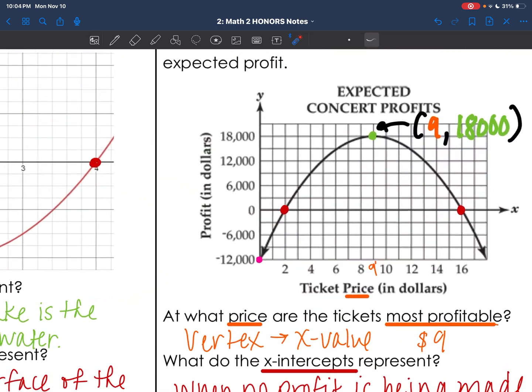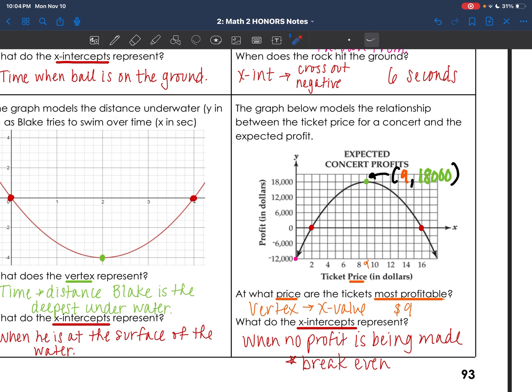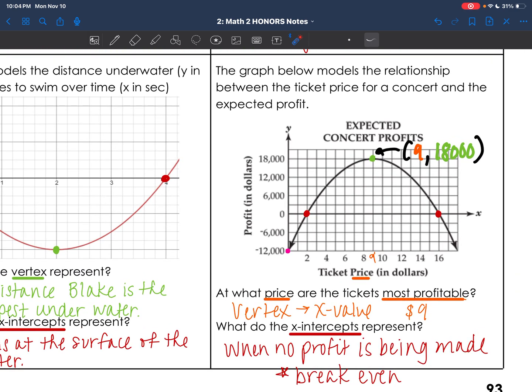Now let's go ahead, let's look at this one. So it says the graph below models the relationship between the ticket price of a concert and the expected profit. So here we have the ticket price in dollars, and then here for your y, we have the profit in dollars. So it says, at what price are the tickets the most profitable? Well, since this is the most profitable, you're going to look up here at your vertex, but we're going to look at our x value since this is the price. So we're looking at our x value of the vertex, which is $9. And you know that's between the 8 and the 10 there.